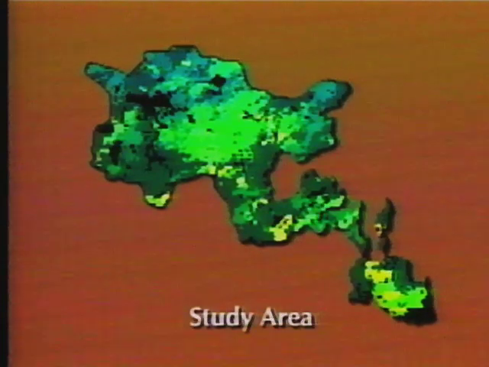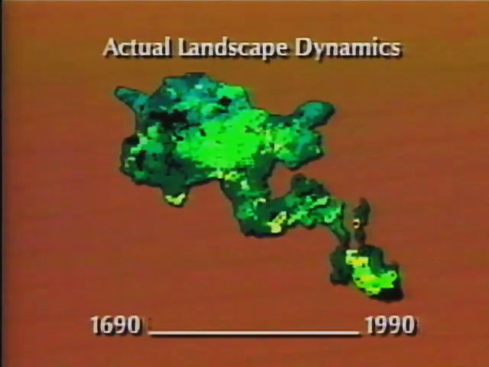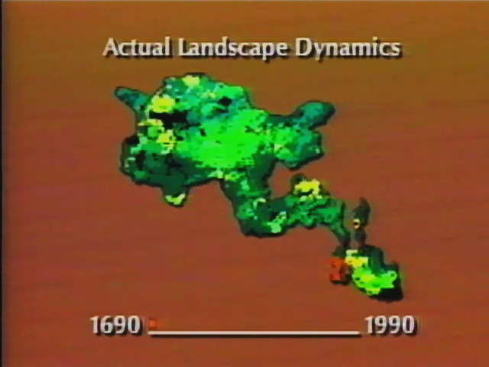Non-destructive tree core samples provide data about the fire history of Yellowstone. To understand the forest dynamics over time, areas of vegetation are color-coded according to age. The youngest forest areas are shown in yellow, the oldest in dark green. Red indicates fire, and black represents non-vegetation. This map shows what actually happened over the past 300 years.